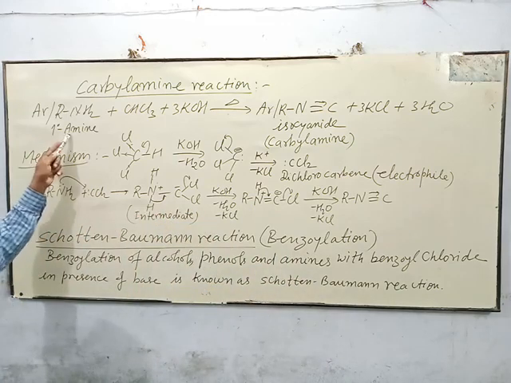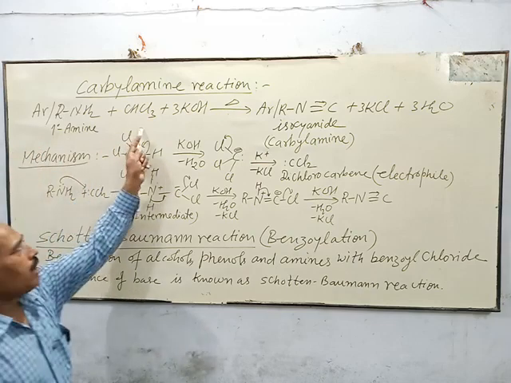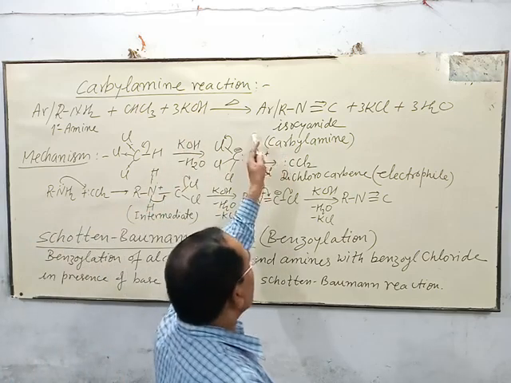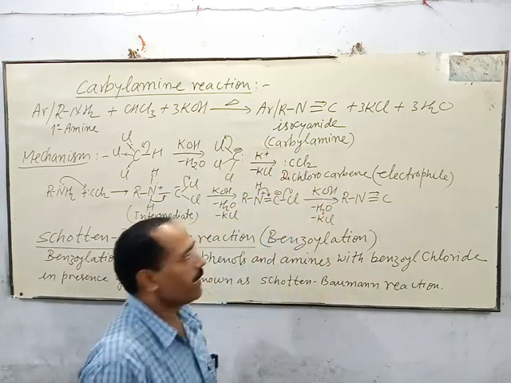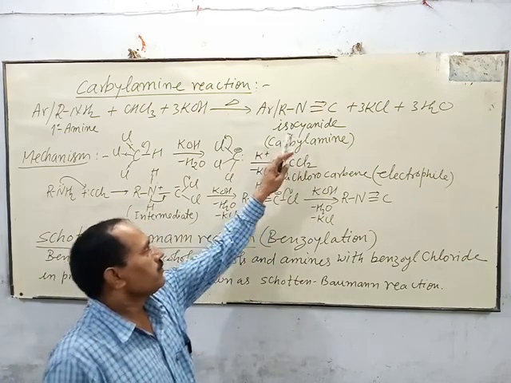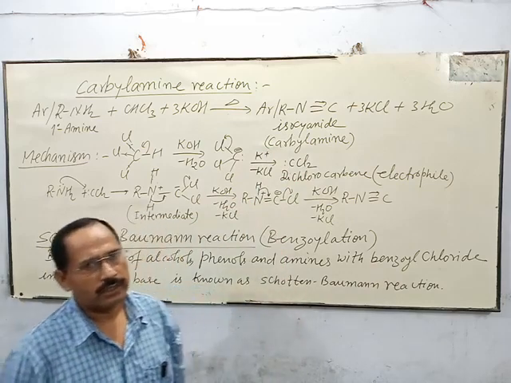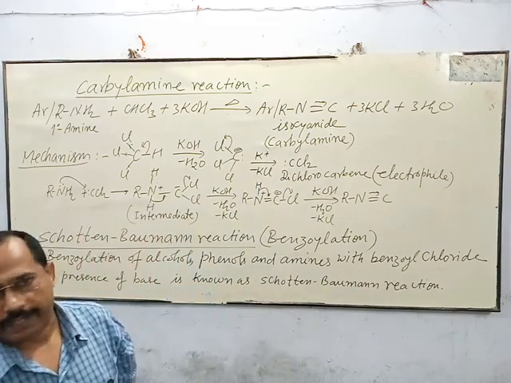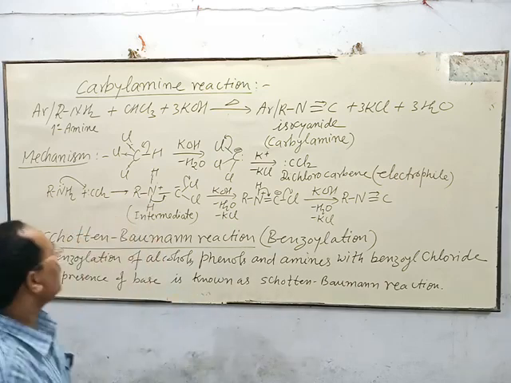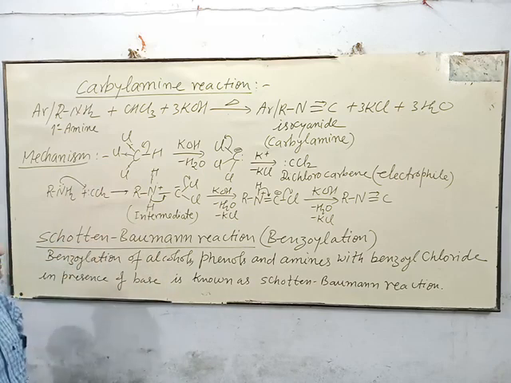When a primary amine, either aliphatic or aromatic, reacts with chloroform and KOH, then a bad smelling compound, isocyanide, is formed. By this bad smell, the primary amine can be identified and distinguished from secondary and tertiary amines. The mechanism of this reaction is as follows.